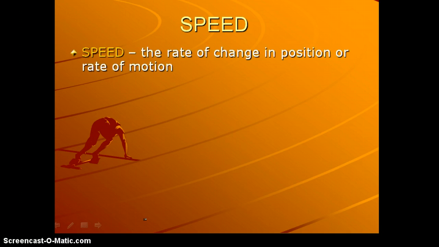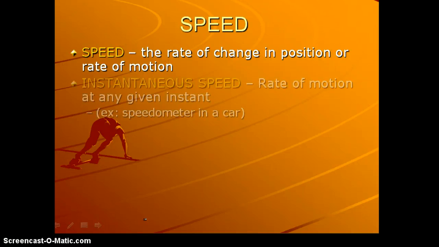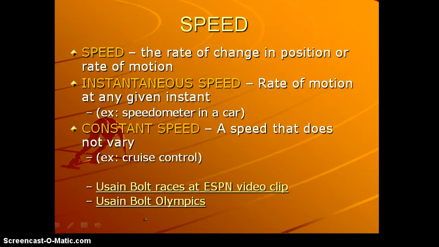First, speed is your rate of change in position, or the rate of motion. How quickly are you changing your position? We would generally mark this as instantaneous speed, average speed, or possibly constant speed. Instantaneous speed is your rate of motion at any given instant. An example would be a speedometer in a car. At that one moment, how quickly are you changing your position?